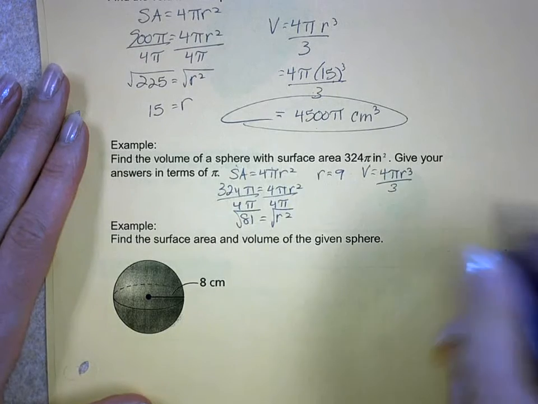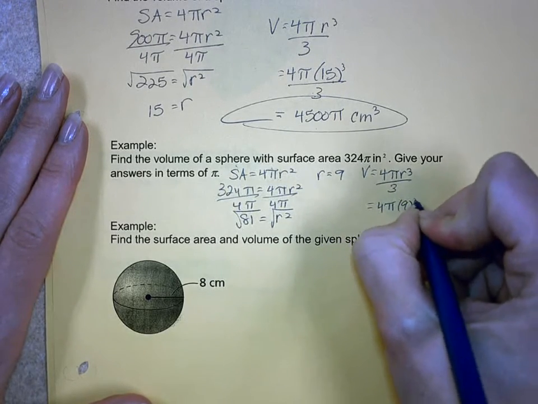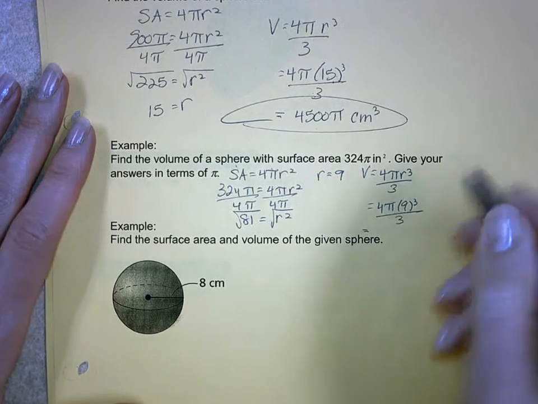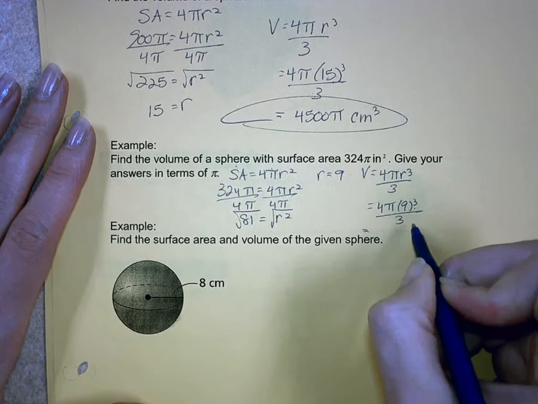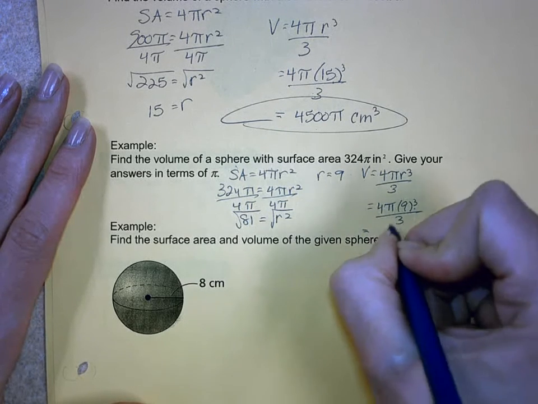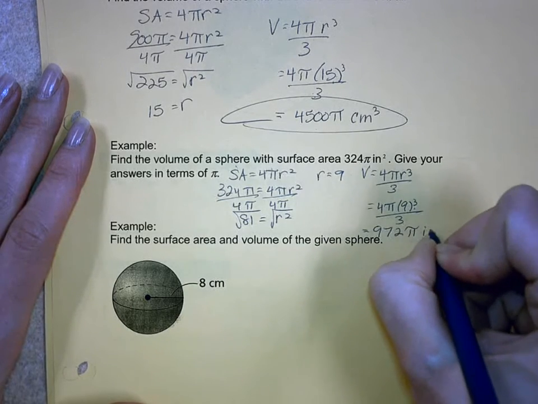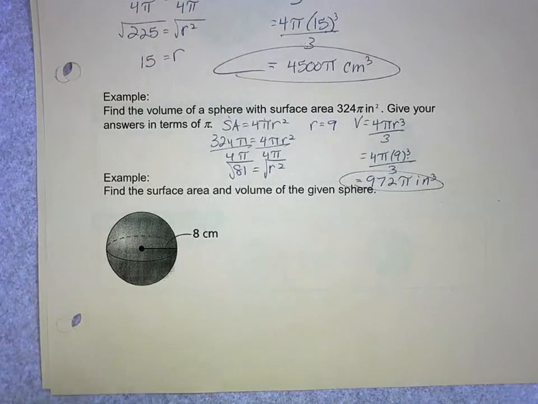So now we just plug it into our volume formula. 4 pi r cubed over 3. So we get 4 pi times 9 cubed divided by 3 equals, what do we have there? 9 cubed times 4 divided by 3 is going to be 972 pi cubic inches.